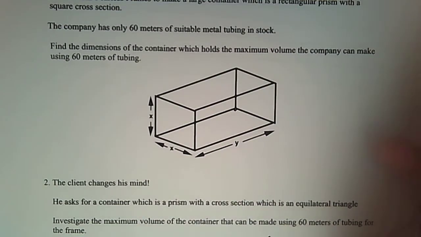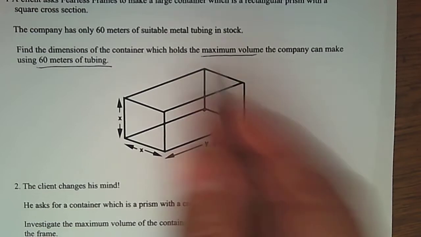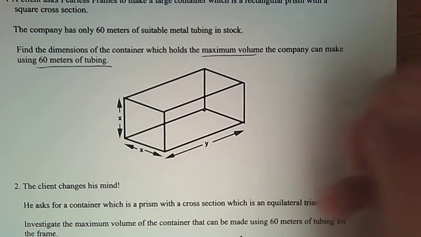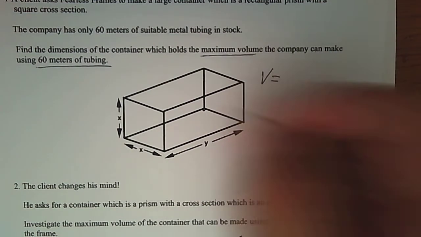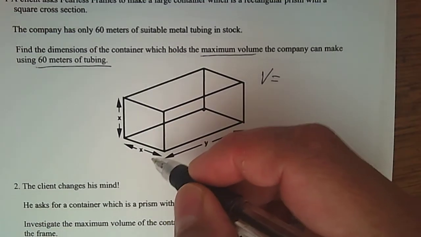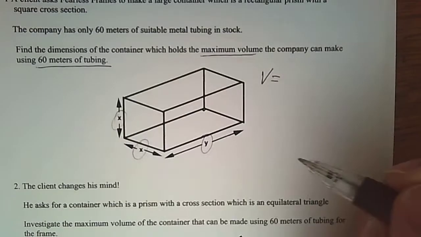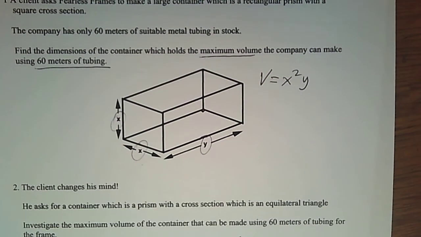So the question at the end is, what's the maximum volume using 60 meters of tubing? So first of all, when I look at this box or rectangular prism with a square base, what would the volume be in this case? So just how would I calculate the volume using the variables? For a box or a rectangular prism, it's just length times width times height. So I'm going to go x times x times y. Now, x times x is x squared, and then times y gives me x squared times y. That will give me the volume.